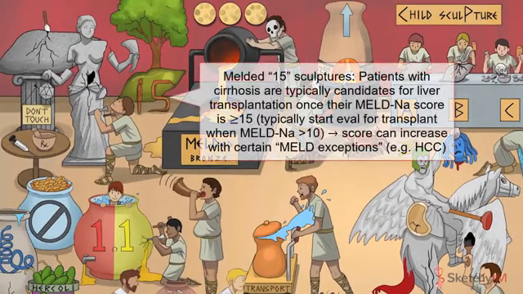To become eligible for a liver transplant, it's not enough to simply have cirrhosis. Remember the MELD sodium score? As discussed earlier, it plays a vital role in the allocation of liver transplants. Patients with cirrhosis are typically candidates for liver transplantation once their MELD sodium score is greater than or equal to 15. The transplantation evaluation is typically started once a patient's MELD sodium score is greater than 10.